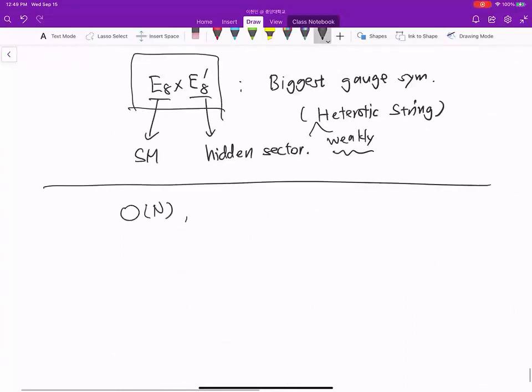This is orthogonal, so rotation in N dimensions. So we are going to discuss spontaneous symmetry breaking and Goldstone bosons.